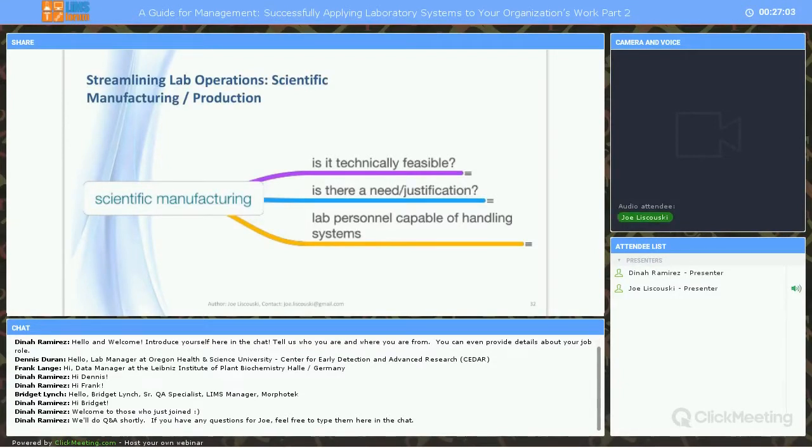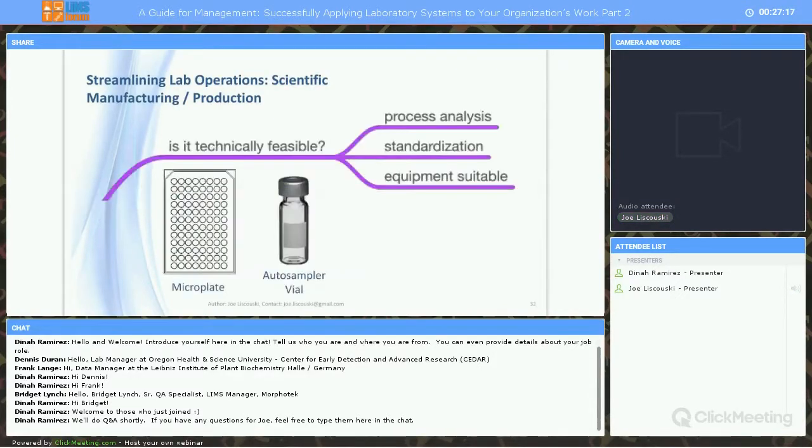There are three areas we need to look at. First of all, is it technically feasible? Second, is there a need or justification for a project like this? And third, are lab personnel capable of handling these kinds of systems?